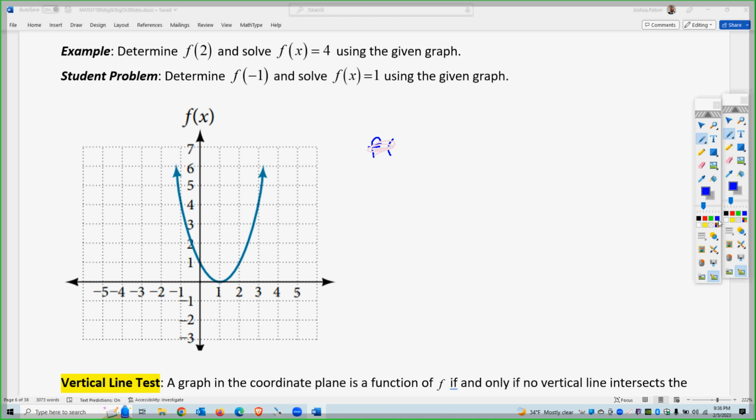Let's go, blue eraser. Okay. I got like a double one there. I'm not sure what's going on with that. I think it just glitched out.